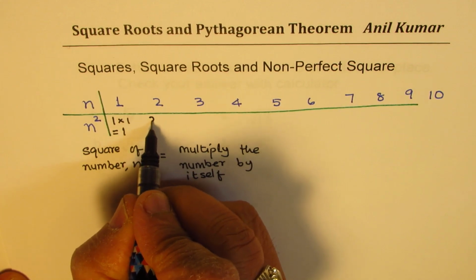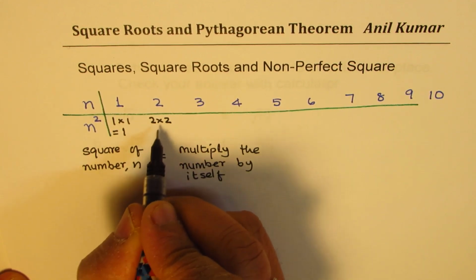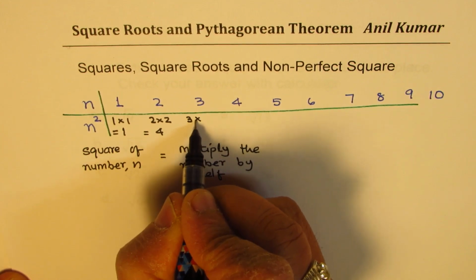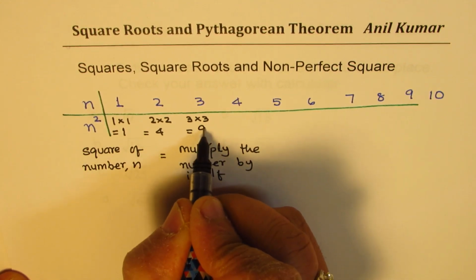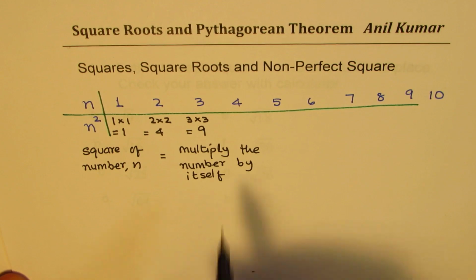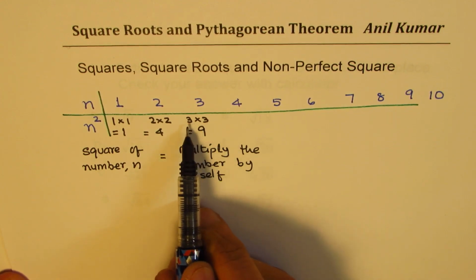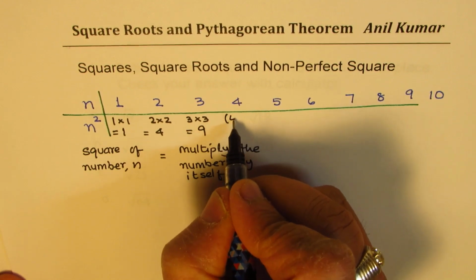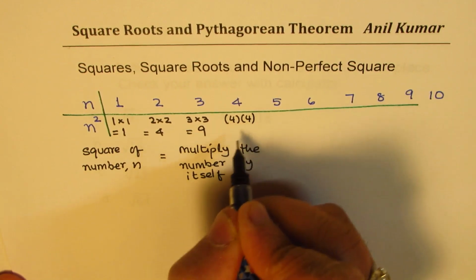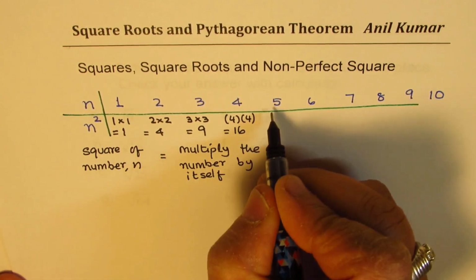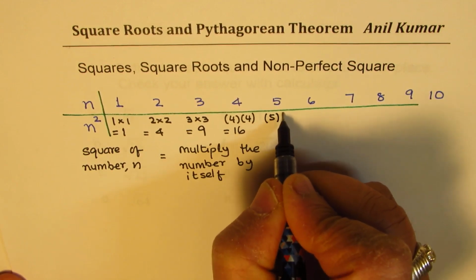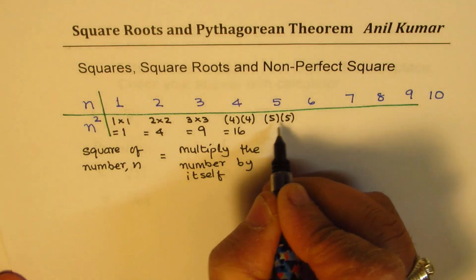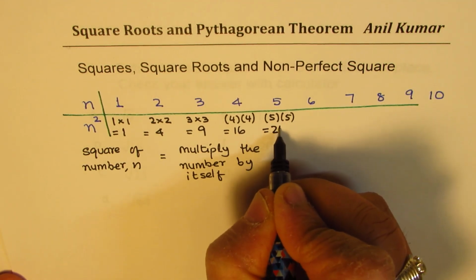What is the square of 2? It is 2 times 2, which is equal to 4. For 3, it is 3 times 3, which is equal to 9. Now to multiply, we could use different symbols, right? We could write 4 times 4 as 4 brackets times 4 brackets. That is equal to 16. So we could write in brackets also like this. That also means multiplication. So 5 times 5 will be 25.